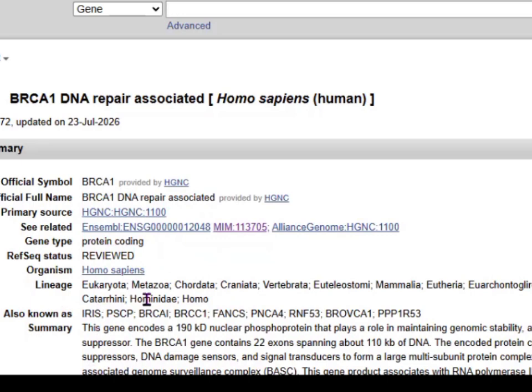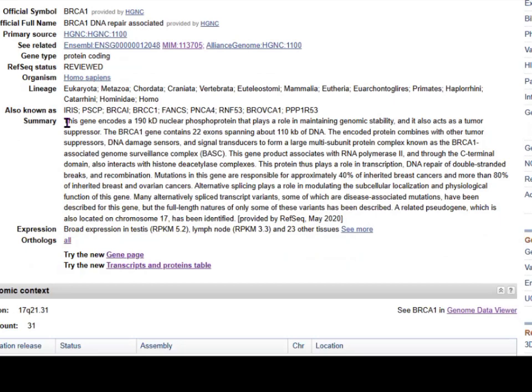Also, next is the summary, another very important section in the gene database because it provides complete information about the biological function of this gene. Here we can understand what this gene does, which biological processes are controlled by this gene, and why this gene is important. For example, BRCA1 is involved in DNA repair and functions as a tumor suppressor. This information will help researchers understand the biological role of the gene before performing further experiments. So this is very important.